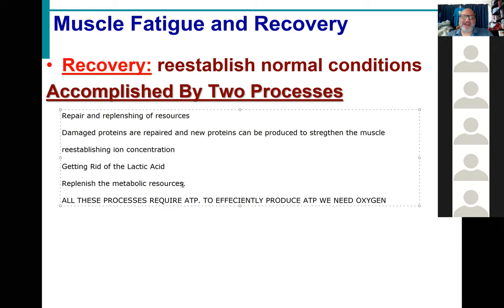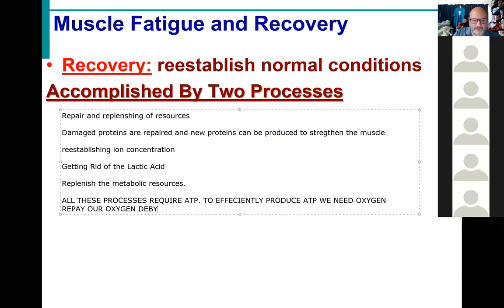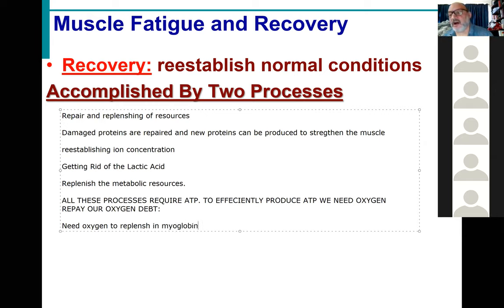So the two main processes that we require, the first is to repay our oxygen debt. What happens is we produce an oxygen debt inside of the muscle cell that needs to be repaid, right? We need oxygen to replenish the oxygen that was in the myoglobin. Remember, myoglobin is that protein that stores oxygen for use inside the muscle cell. We used up all the oxygen that was stored there when we were contracting the muscle. So now we need to replace the oxygen.